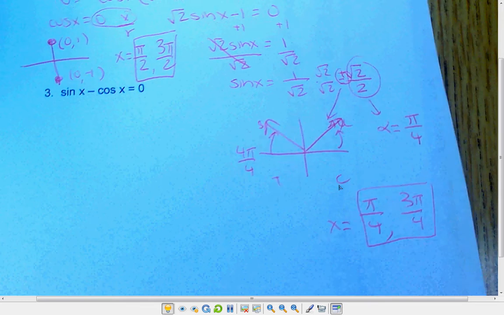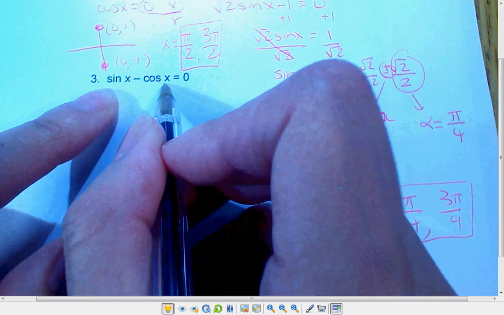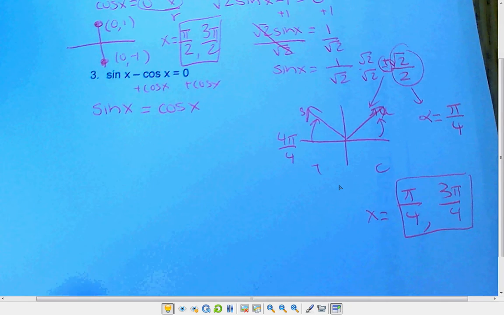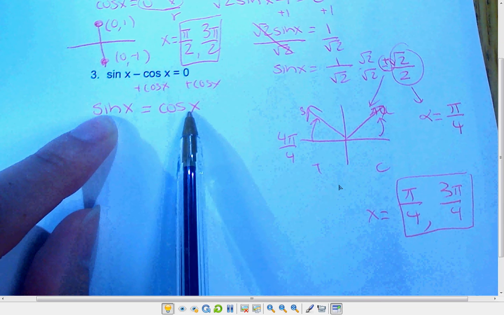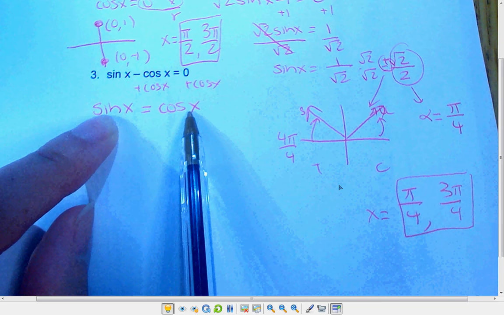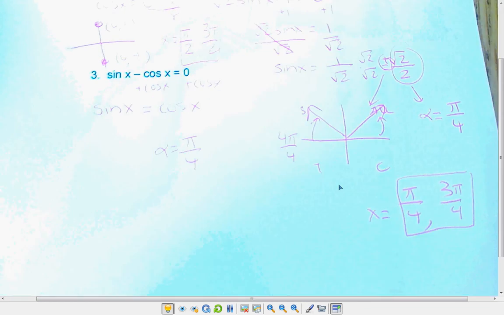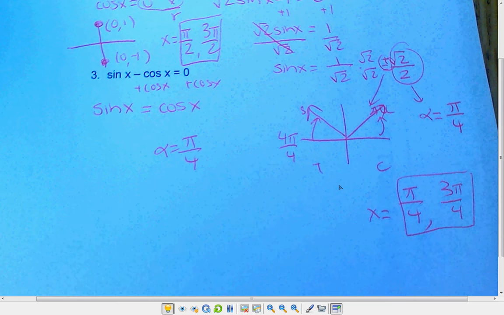I want to do one last problem. So this one's a little bit different. We have sine of x minus cosine x equals 0. So if we were to add cosine x to both sides, we would end up with sine of x equals cosine x. So we're looking to see when our sine of x and cosine x are equal to each other. If you look at your chart, we're looking for a place where your sine and your cosine are the same. So in your chart, they're the same when your alpha is pi over 4, because they both have √2 over 2, so they're equal to each other at that place.